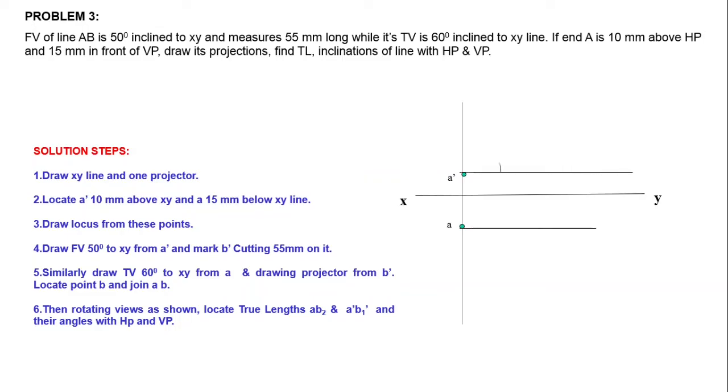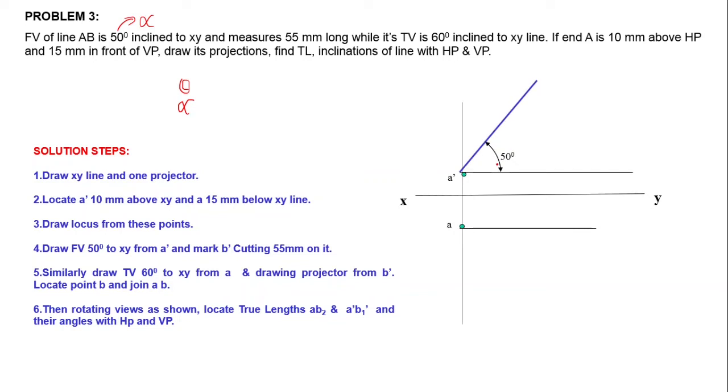Then we can draw the front view. Here front view of a line AB is 50 degree inclined to XY line. That means we can represent this alpha, this 50 degree. True inclination with HP is represented by theta, while apparent inclination with HP can be represented by alpha. Here this angle 50 degree is alpha. Then we can represent that alpha here 50 degree.